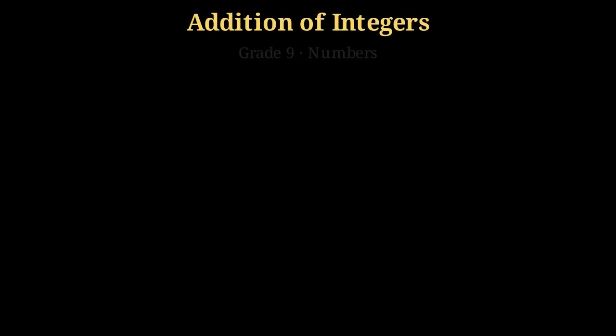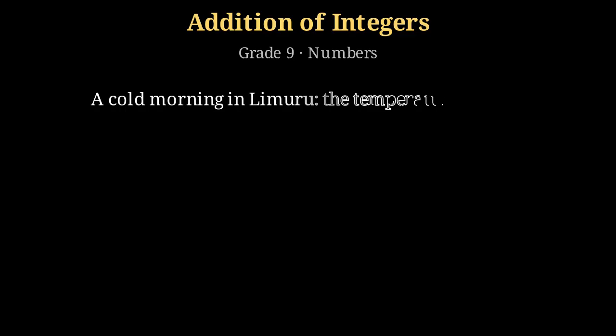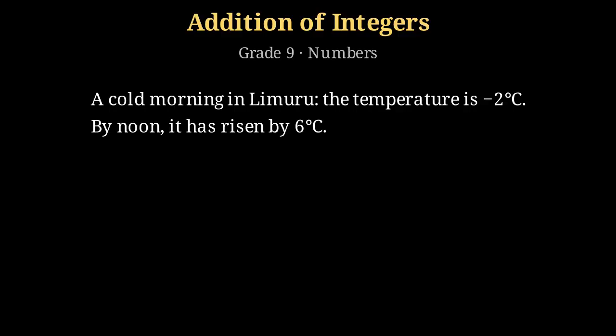Today we are learning how to add integers, positive and negative whole numbers. Here is a question. On a cold July morning in Limuru, the temperature is -2 degrees Celsius. By noon, the temperature has risen by 6 degrees. What is the temperature now?